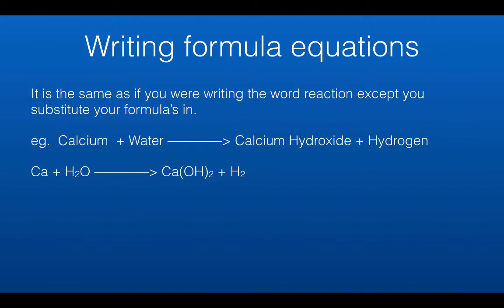When you're writing a formula equation, you write it as if you're writing a word equation, but you substitute formulas in. For example, with the calcium and water reaction, calcium hydroxide and hydrogen are produced. For calcium, we write the symbol Ca plus water. The formula for water is H2O. We get calcium hydroxide, and the formula for calcium hydroxide is Ca(OH)2 plus H2. That's the formula for hydrogen.